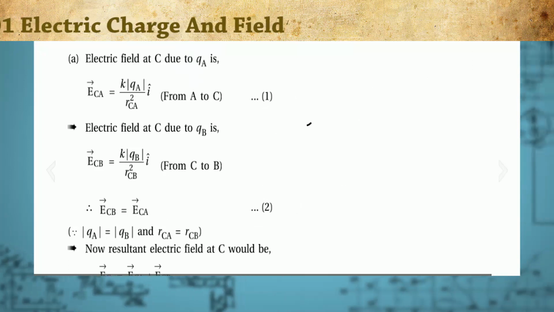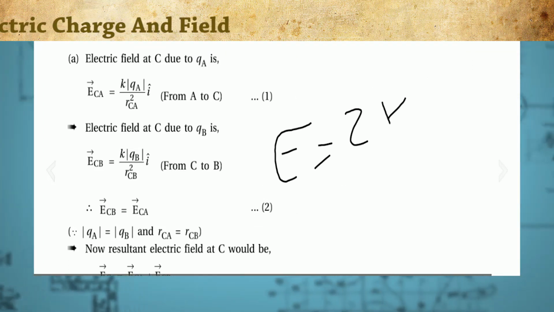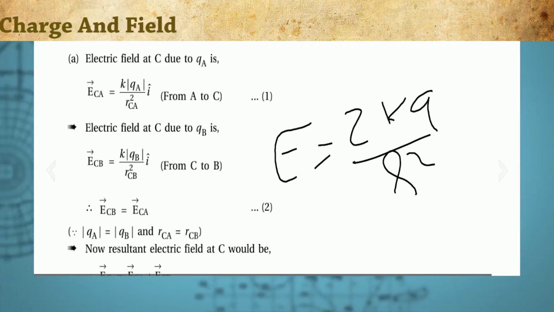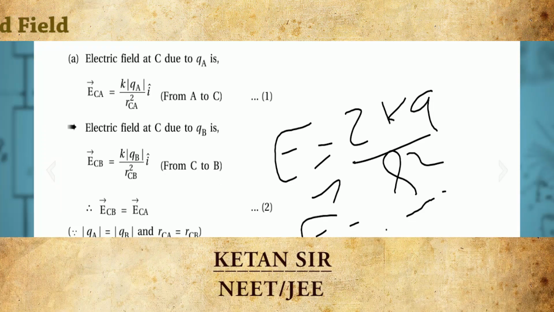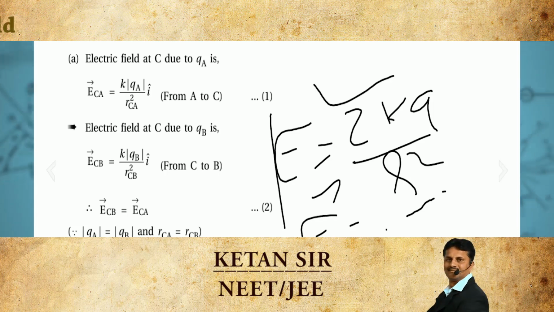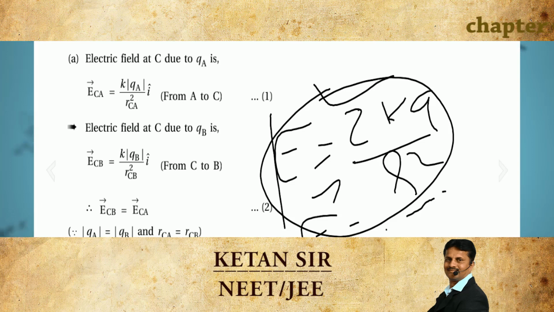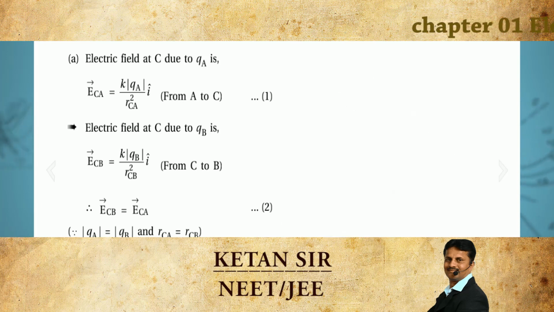you are getting the answer E equals twice of k q by r square. Substitute the value and indicate the direction. Both ways: this way is the non-vector format, where we only calculate the magnitude, and on the screen there is the vector format.